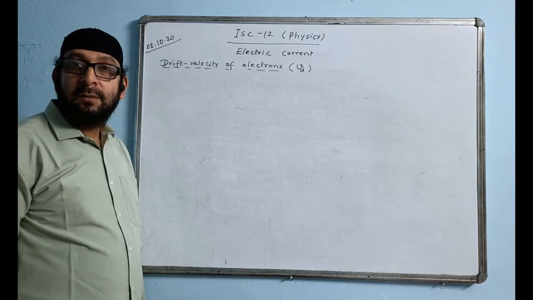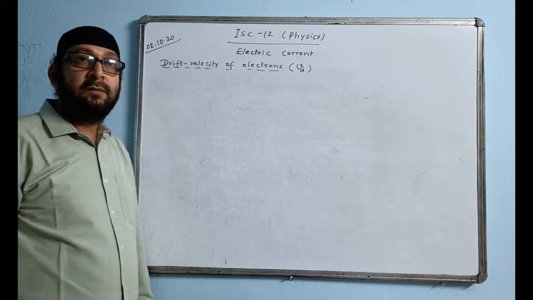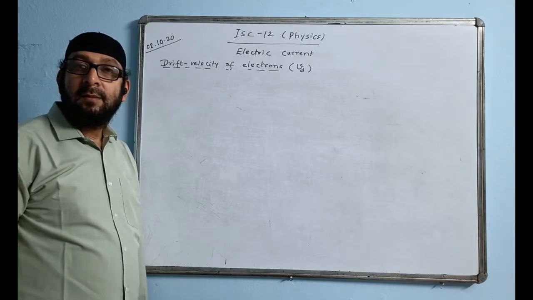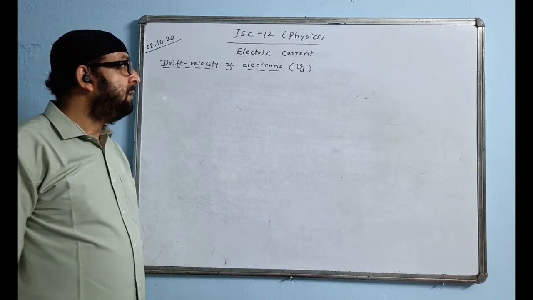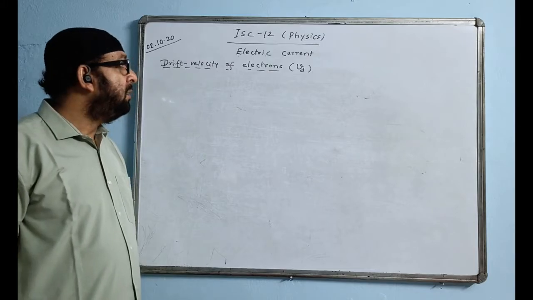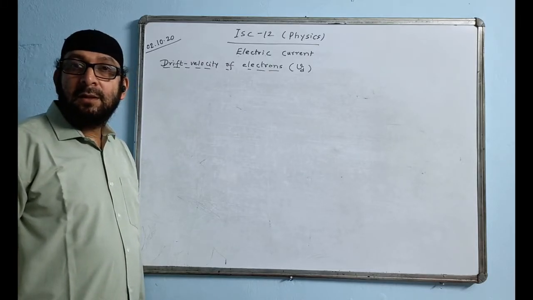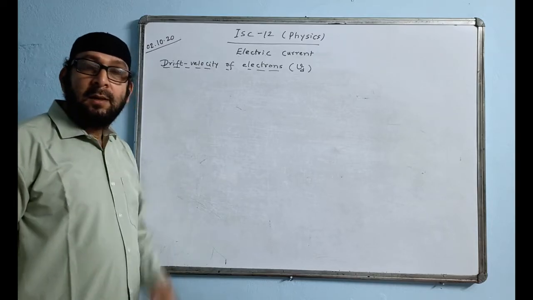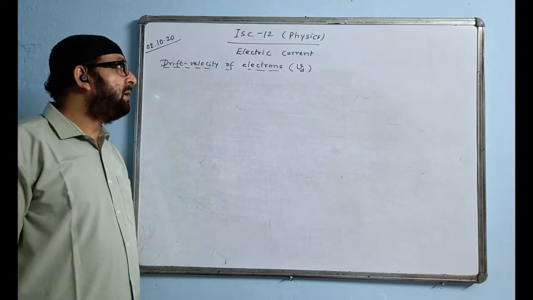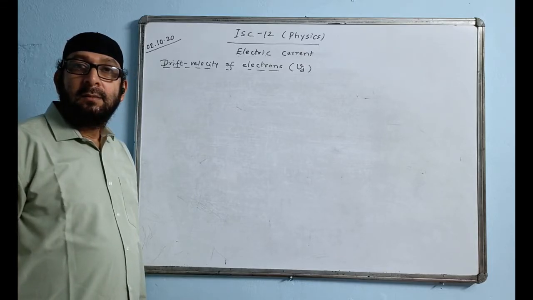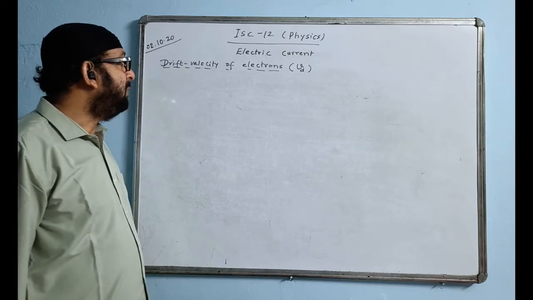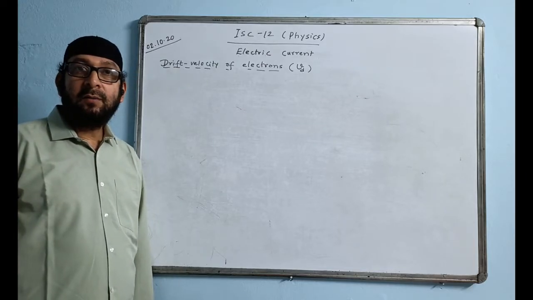The definition, very often they ask on that, so listen. Drift velocity of electron: the average velocity acquired by the electrons in the direction opposite to the electric field is called the drift velocity of electrons.